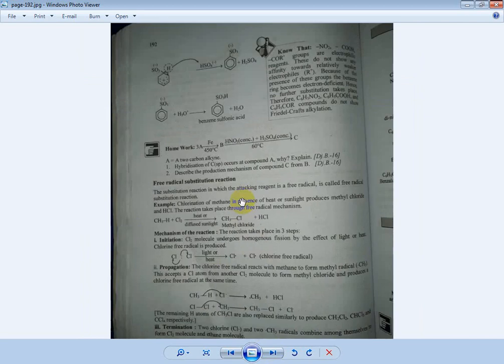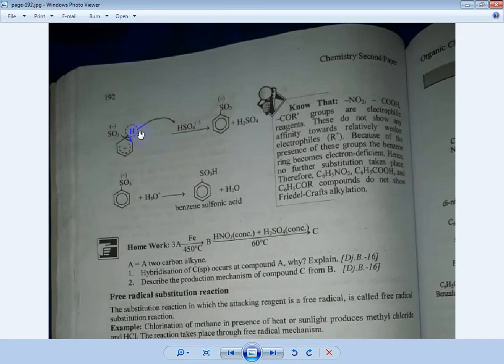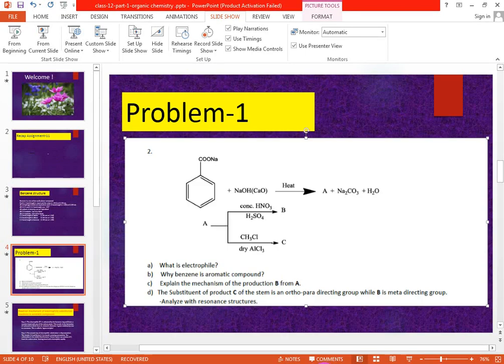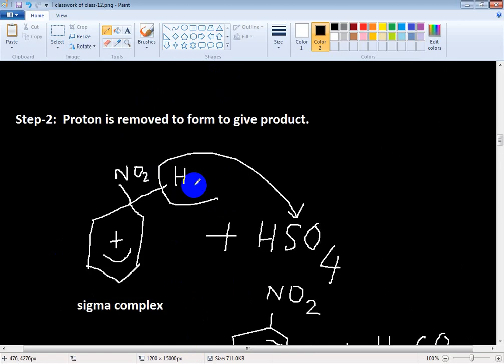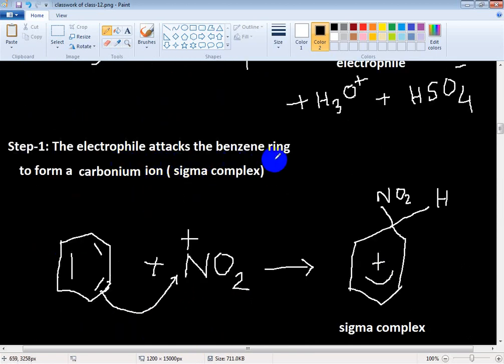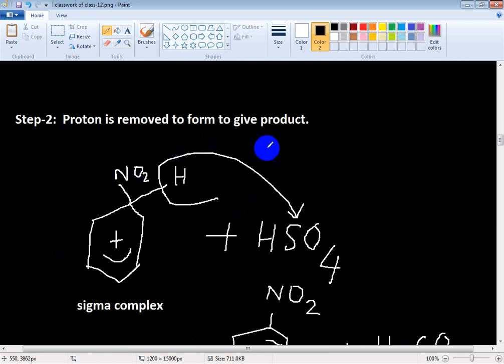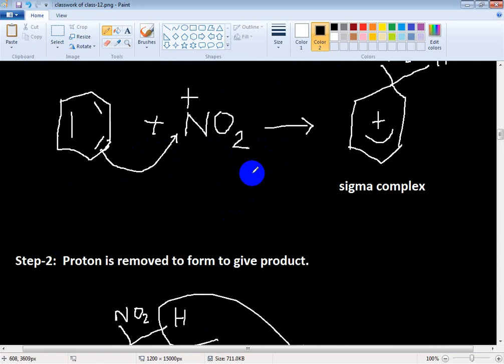Second step: the proton is removed. I have given it here written in a different way. You write the same things in all reactions. I have given these common things here, you don't need to change them. You write the first step: the electrophile attacks the benzene ring to form a carbonium ion, the sigma complex. And in the second step, the proton is removed to give the product. You write this for every reaction: nitration, sulfonation, chlorination, halogenation.